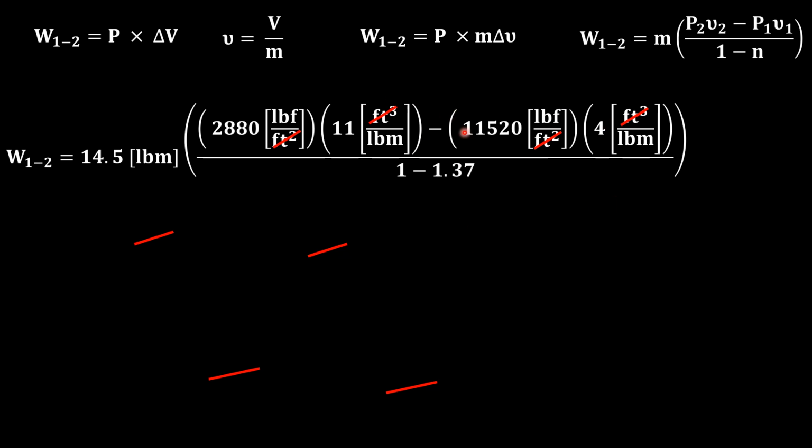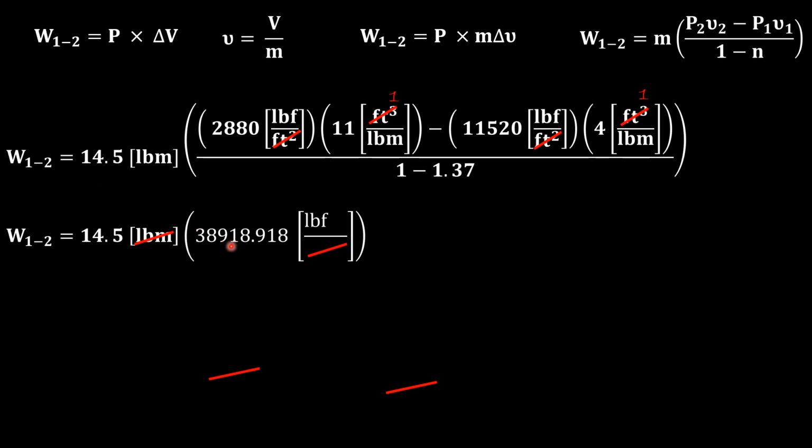So when you plug in what you have, then you can cancel the feet squared with the feet cubed, and you will be left with feet. So right here, this is what we have: pound force times feet over pound mass. That's the unit that we will be left with. And pound mass times pound mass will leave you with pound force times feet.